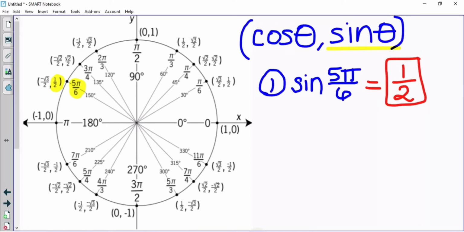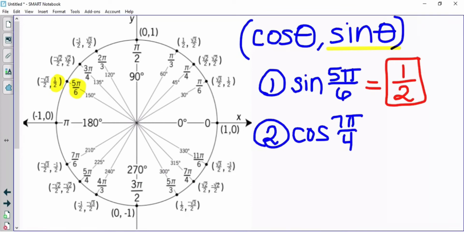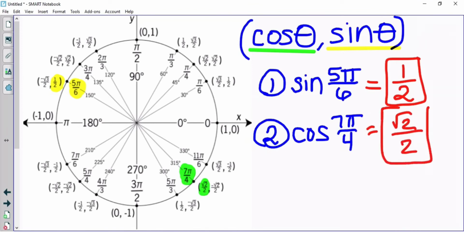Okay, let's try another one. Let's try the cosine of 7 pi over 4. So we need to find 7 pi over 4. So 7 pi over 4 is down here. And the cosine is represented by the x-coordinate. So my x-coordinate is a positive √2 over 2. So my answer is going to be √2 over 2. Let's do one more.